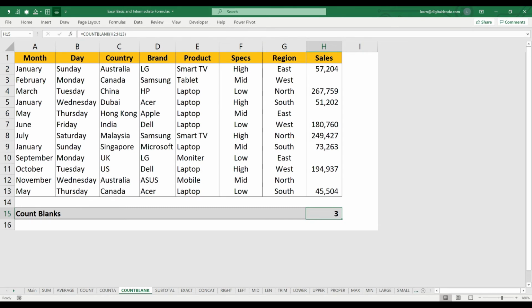So now we have only a few rows, but in real time, you will have a larger number of rows. At that time the function will be very useful. To find blank rows out of 10,000 lines or 50,000 lines, this function will be very much useful. Let's move on to the next function.